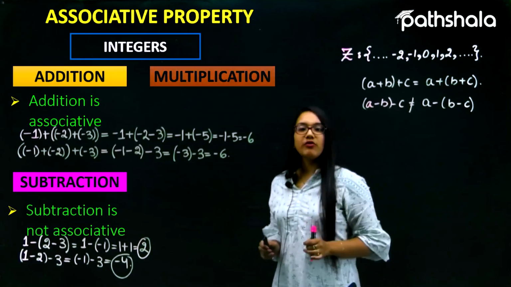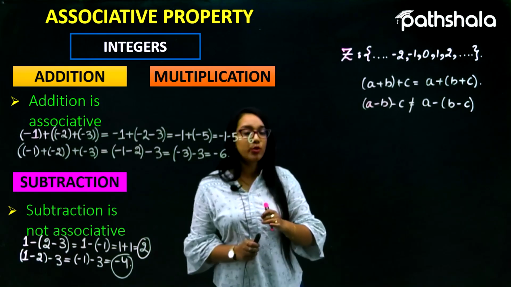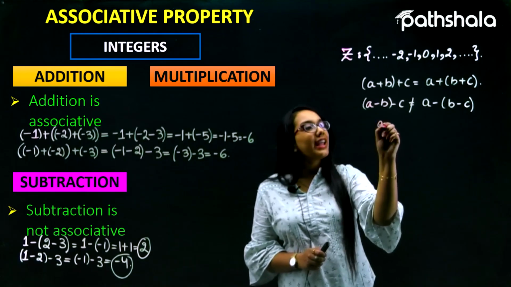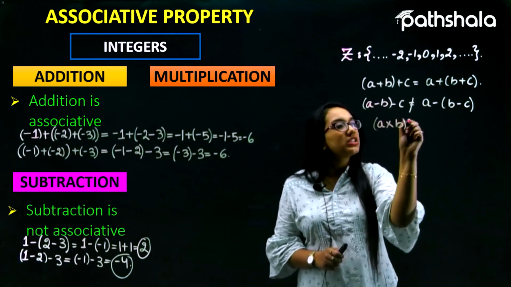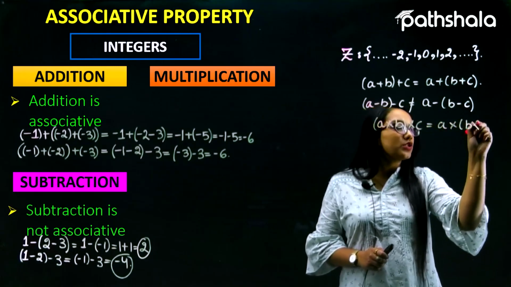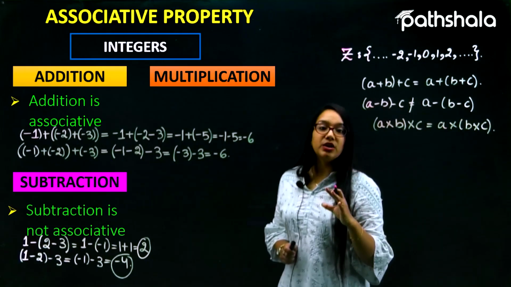So let's just move on further towards multiplication. Now we'll talk about the multiplication. Let us suppose we'll take any three integers. So we have to show that a into b into c is equal to a into b into c. Let me take an example with any three integers again.